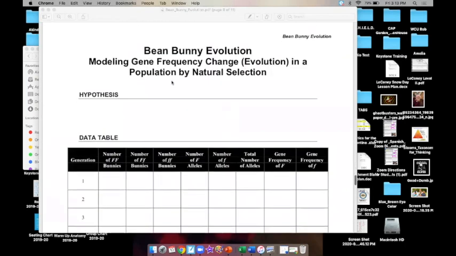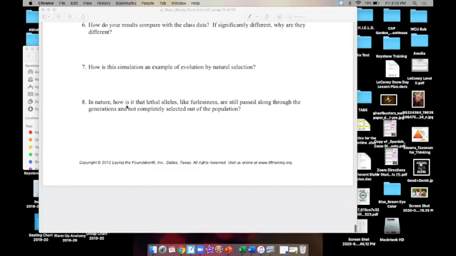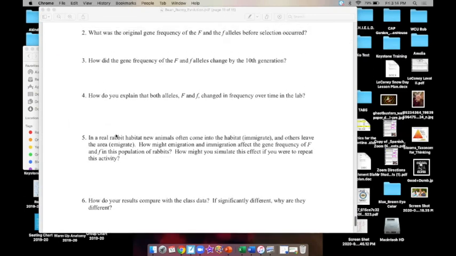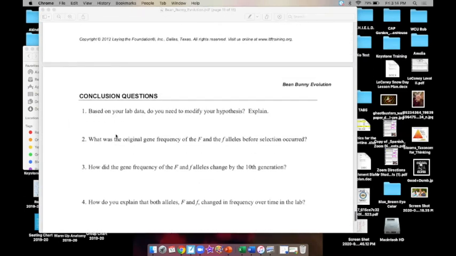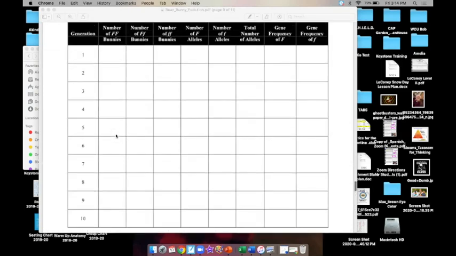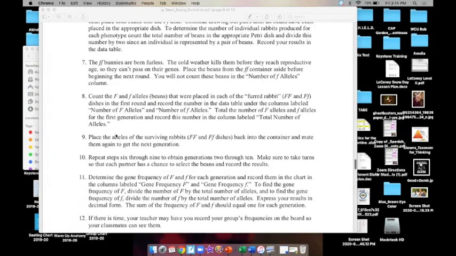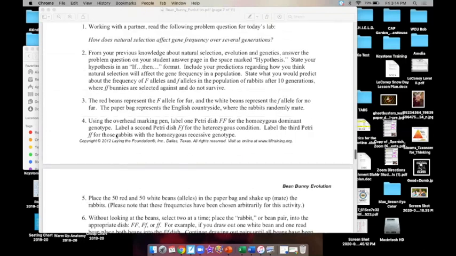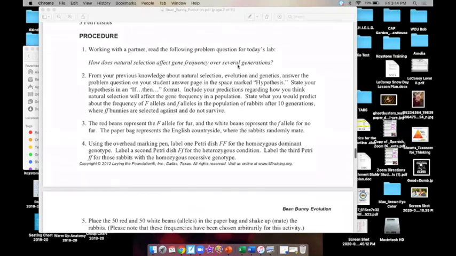I'll probably have this on a Word doc. And at the end, you got these questions. I'll have them on the same Word doc. All right, concluding questions. So your hypothesis will be with them on a Word doc for you. You're going to answer that question. How does natural selection affect gene frequency over several generations?